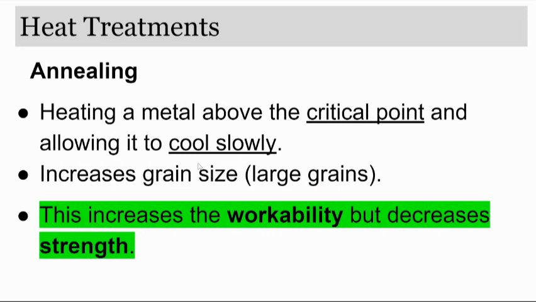So let's get into the three different types of heat treatments. Annealing is the first type of heat treatment we're going to look at. Annealing occurs when we heat a metal above the critical point, thus allowing for recrystallization, and then we allow it to cool very slowly. This increases the grain size, creating large grains, and thus this increases the workability of the metal but decreases its strength.